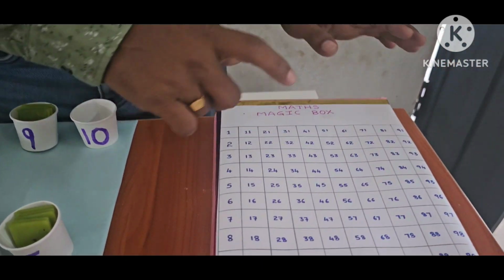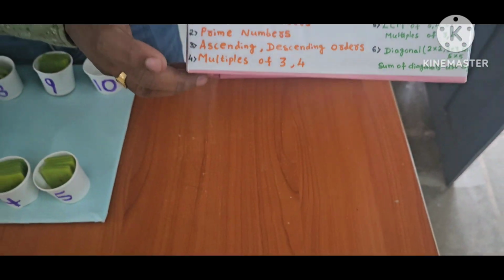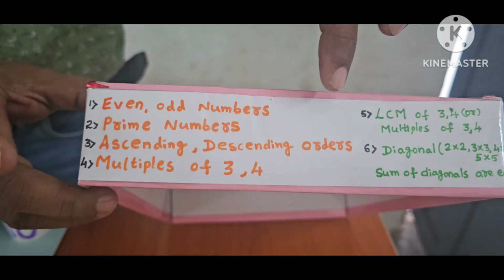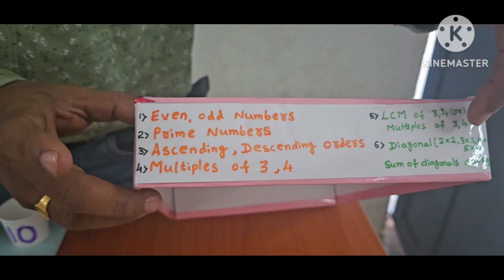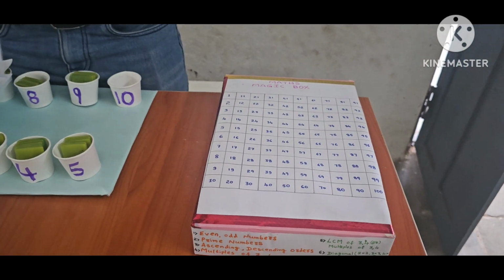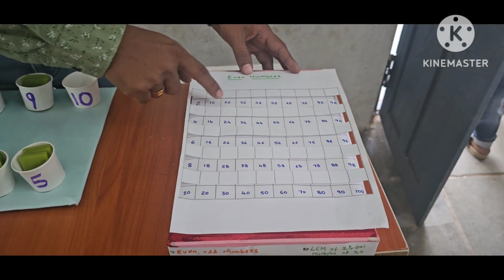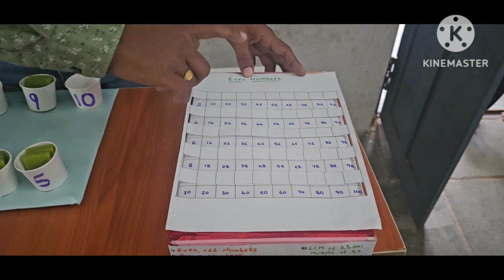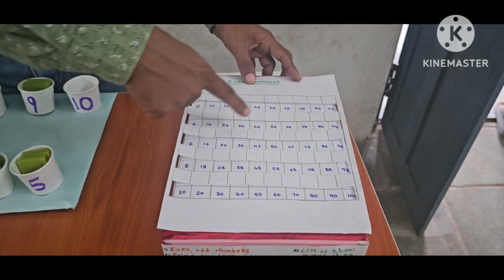So here I am showing the even numbers, odd numbers, and the prime numbers, ascending and descending orders, multiples of 3 and 4, LCMs, and the diagonals on the only one magic box. If you keep the strip one on another exactly, these are the even numbers up to 100. I did it for up to 100 only. So if you keep it like that, we'll get the even numbers only.